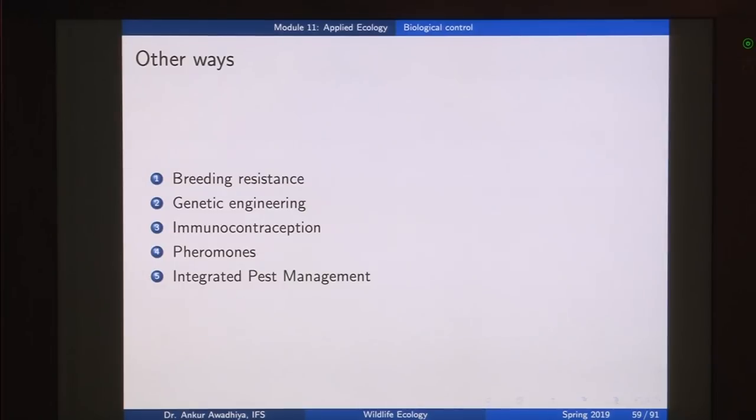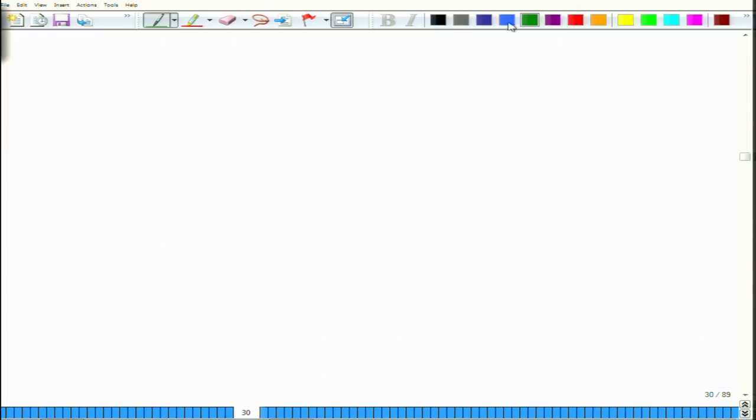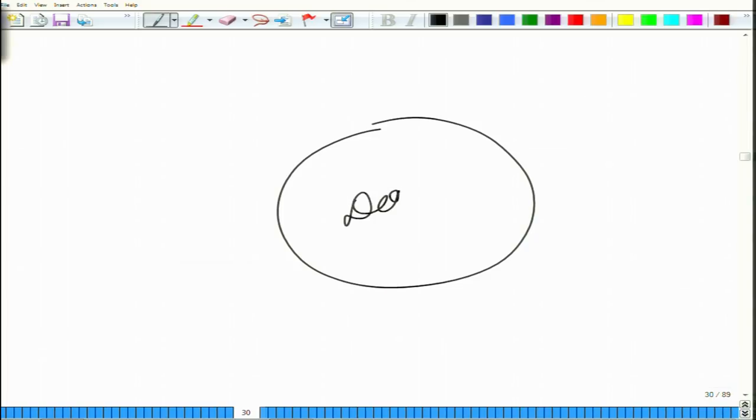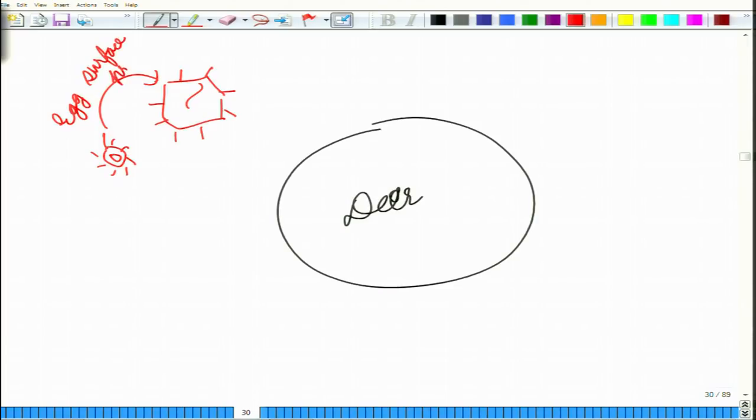Immunocontraception is generally used in the case of deer populations when they are becoming pests. Let us say you have this organism, a deer. If you look at an egg of a deer, this egg will have some surface proteins. You can take one of these proteins out and grow it inside a virus. So now you have made a genetically engineered virus that is showing this particular surface protein on its surface. You are putting the egg surface protein onto the surface of the virus.